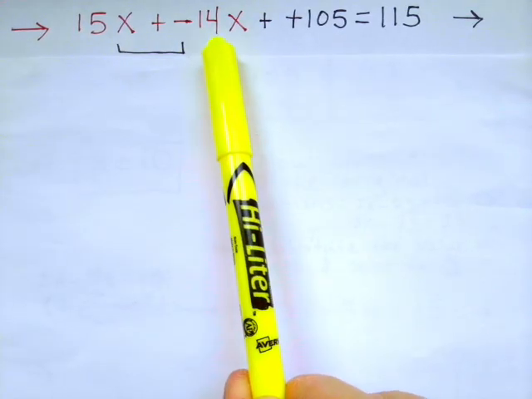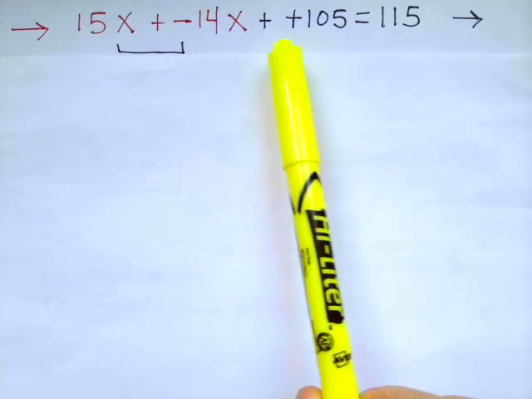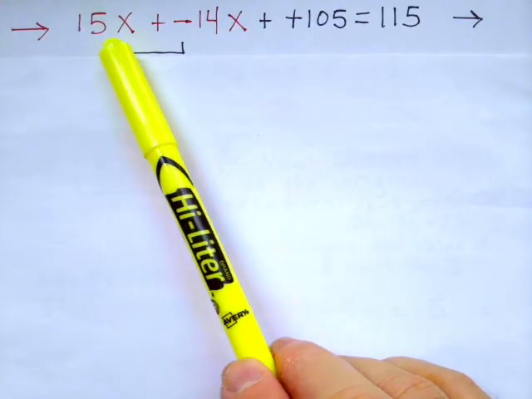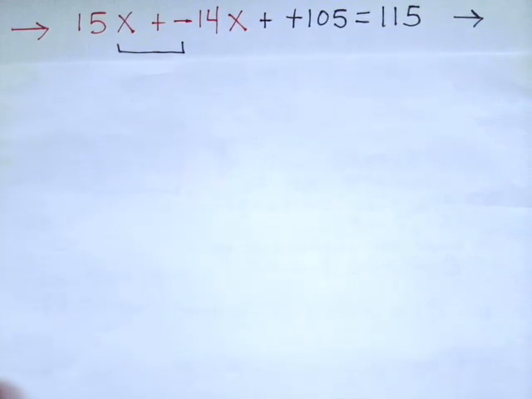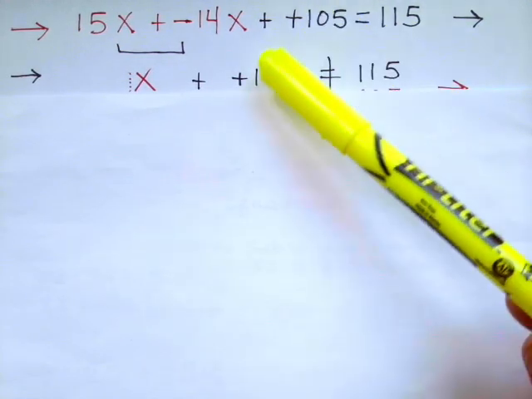15x plus a negative 14x plus 105 equals 115. So my goal is to get x all by itself. I'm going to combine like terms. 15 plus a negative 14 gives me 1x. And everything else I just rewrite.